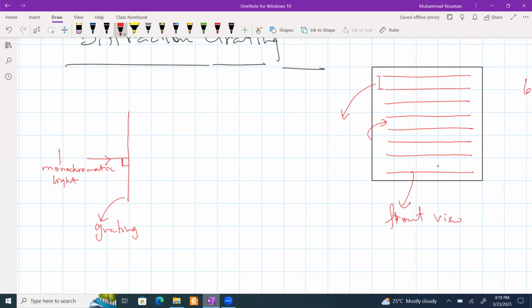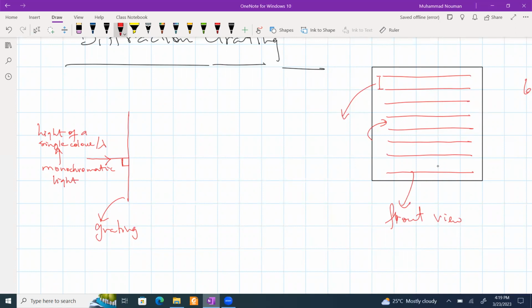Monochromatic means light of a single color or wavelength. Light of a single color or a single wavelength is called monochromatic light. Monochromatic light is incident normally, which means at 90 degrees, on the diffraction grating.